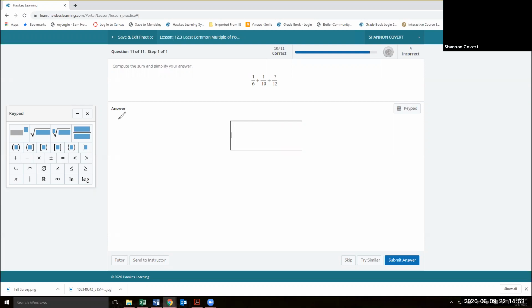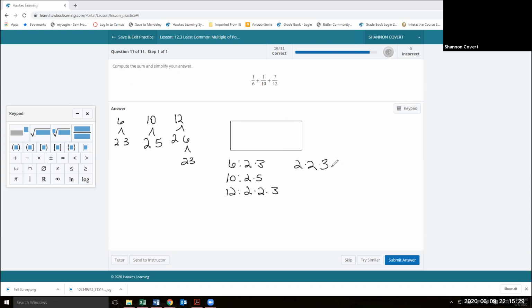Prime factorization for 6 is 2 times 3. Prime factorization for 10 is 2 times 5. Prime factorization for 12 is 2 times 6, 2 times 3, so 2 times 2 times 3. The 2's appear twice with 12, so I count both of those. I have a 3 and a 5.